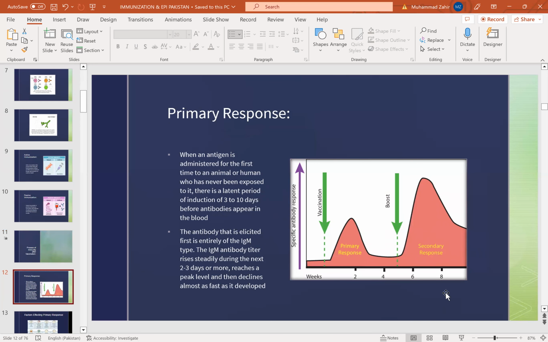Primary response. When an antigen is administered for the first time to the animal or human who has never been exposed to it, there is a latent period of induction of 3 to 10 days before antibodies appear in the blood. The antibody that is elicited first is entirely of the IgM type. The IgM antibody titer rises steadily during the next 2 to 3 days or more, reaches a peak level and then declines almost as fast as it develops. So after vaccination, the primary response comes after 3 to 10 days.